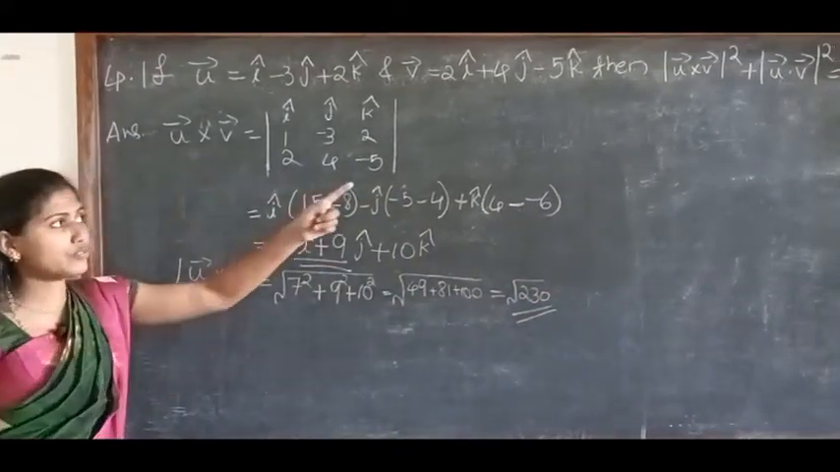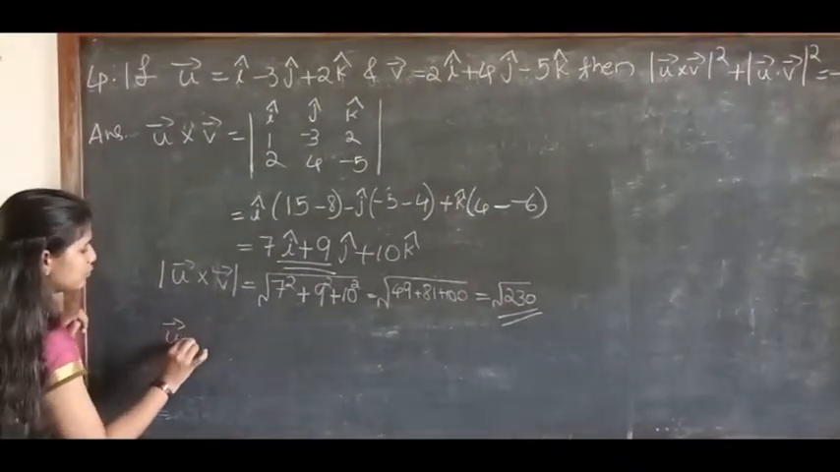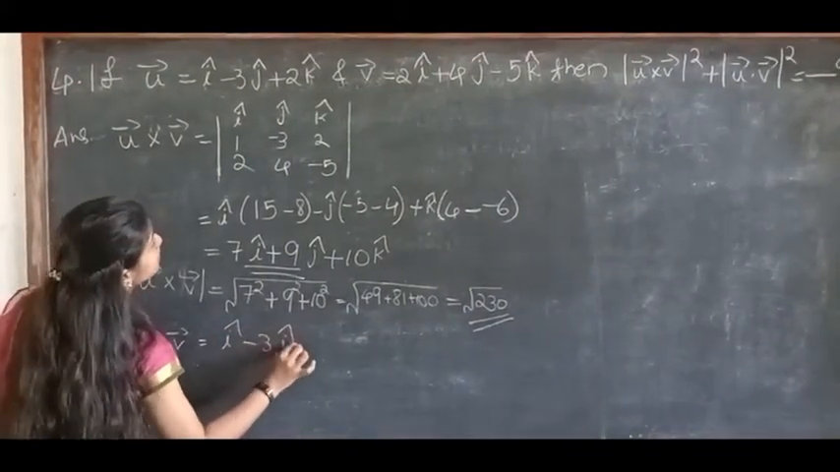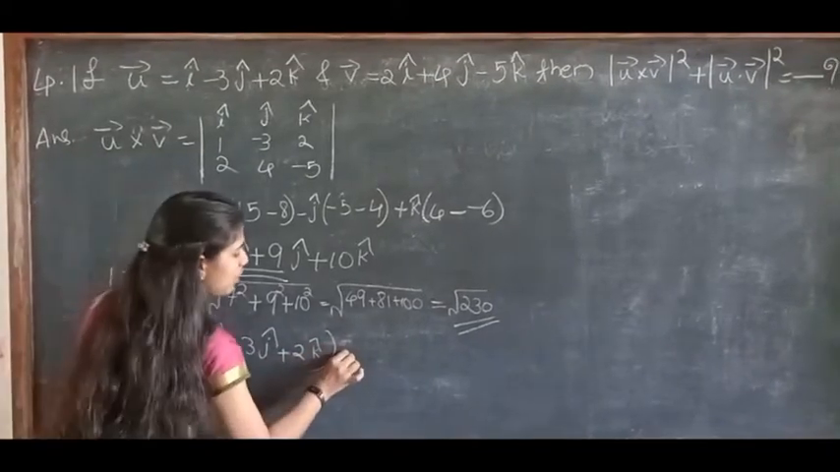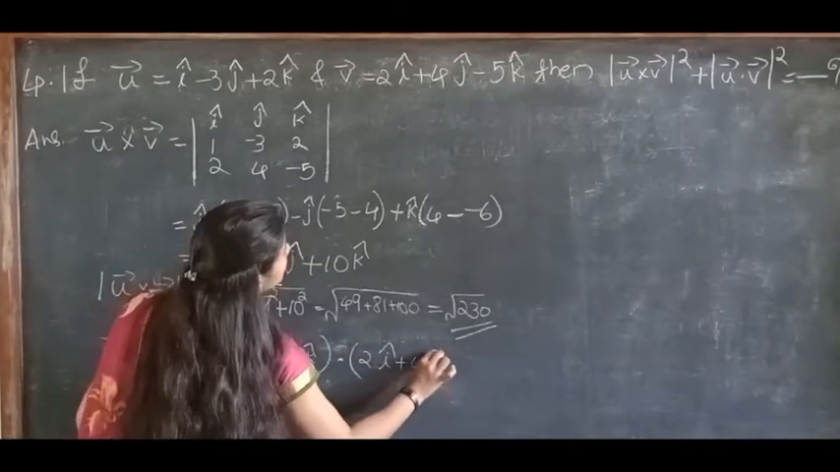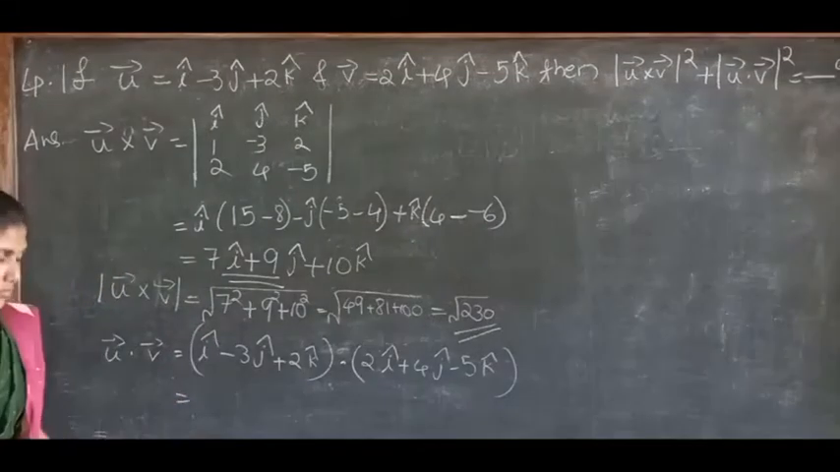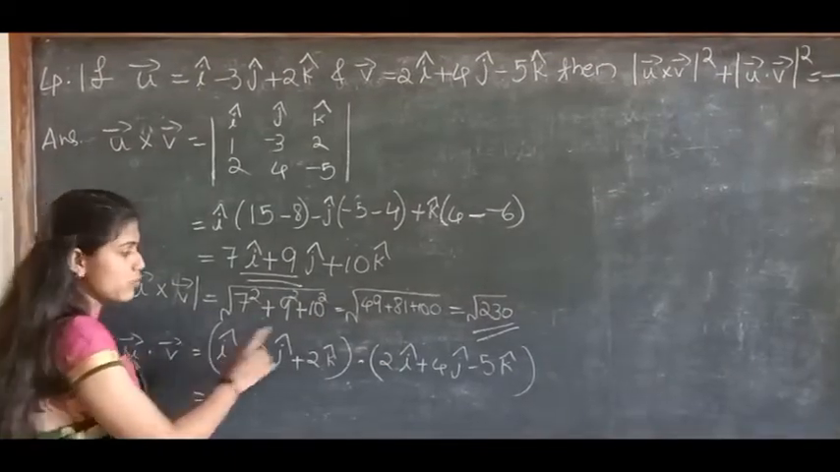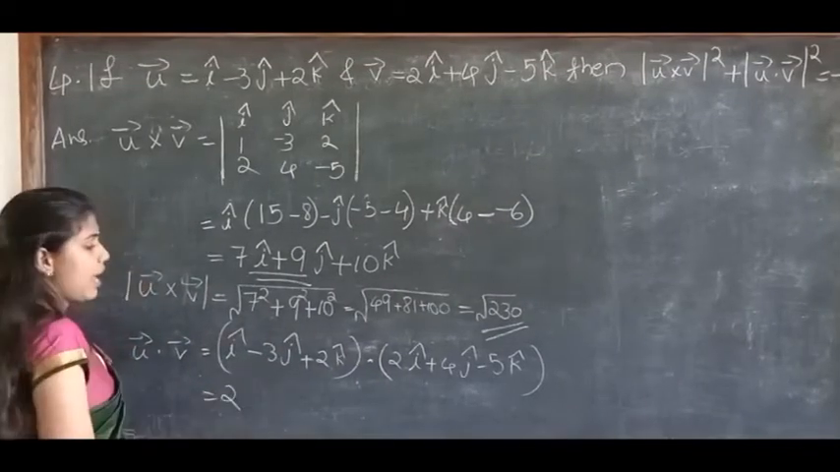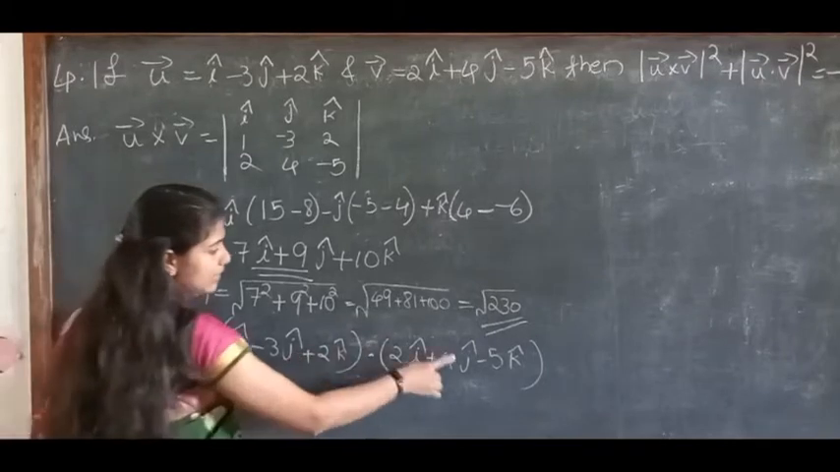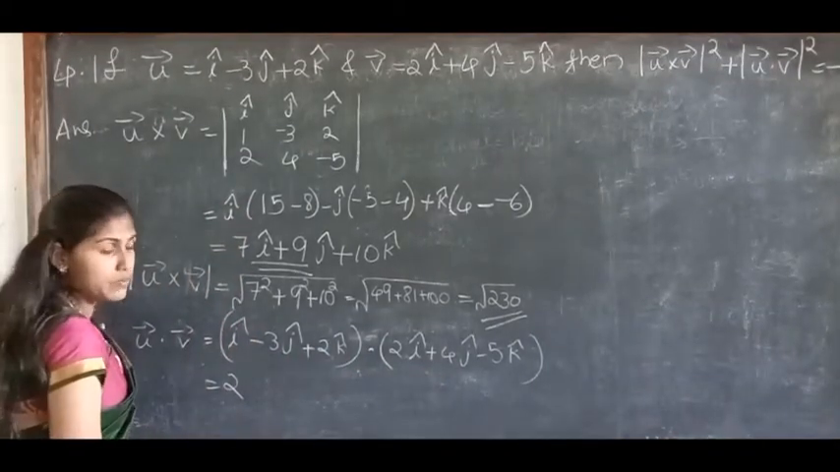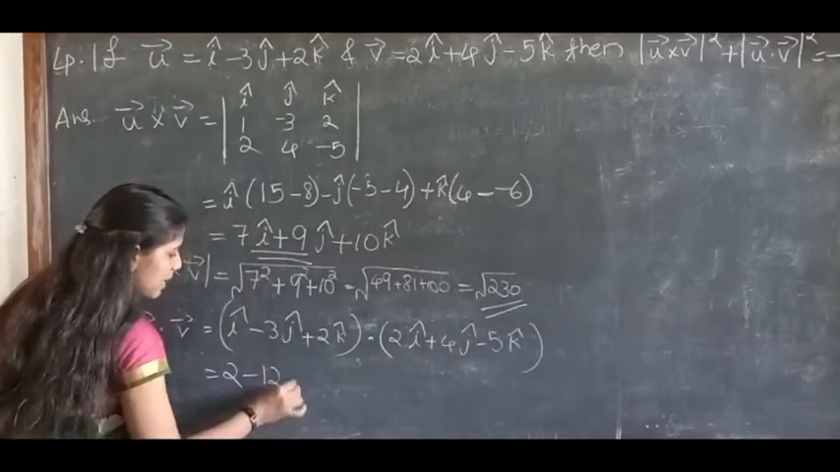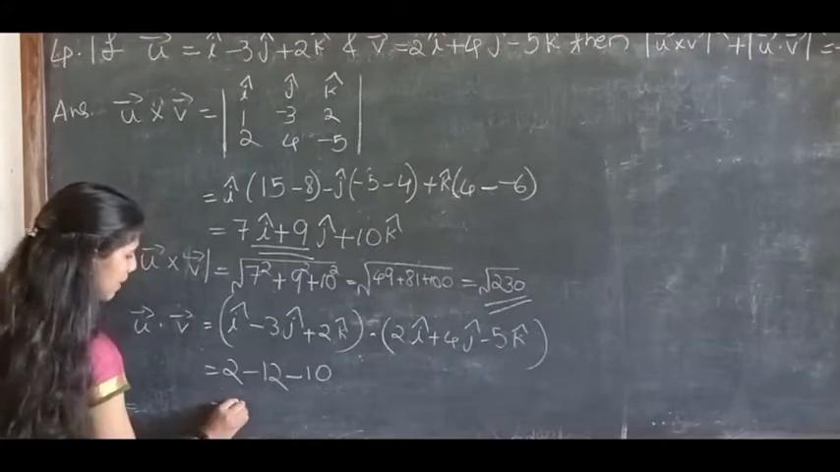Okay, then now we have to find vector u dot vector v. Then vector u dot vector v is equal to i cap minus 3j cap plus 2k cap dot 2i cap plus 4j cap minus 5k cap. Okay, this is equal to, in dot product, it is the product of the coefficients of same terms. That is, here the coefficient of i cap is 1 and here it is 2, then 1 times 2 is 2, and here the coefficient of j cap is minus 3 and here it is 4, then minus 3 times 4 is minus 12, here the coefficient of k cap is 2 and here it is minus 5, then minus 10. So it is equal to 2 minus 12 minus 10, which is minus 20.